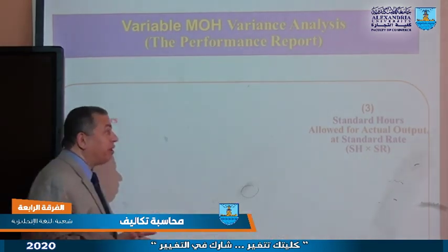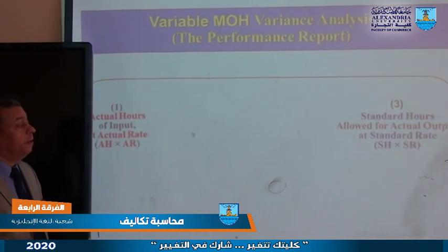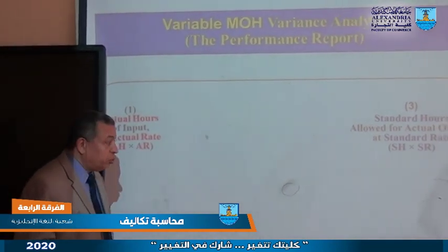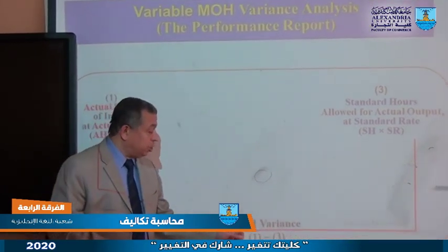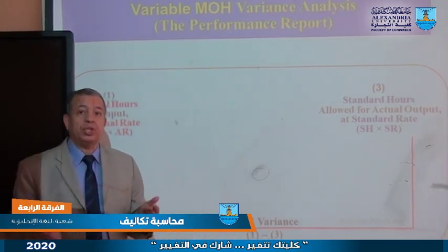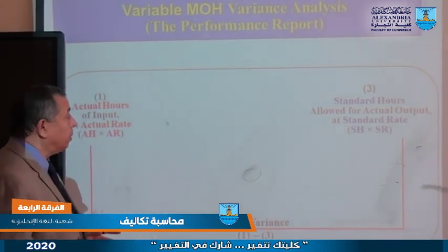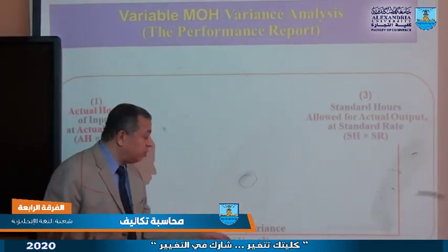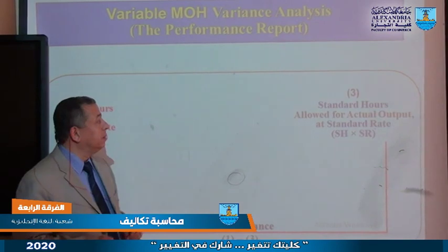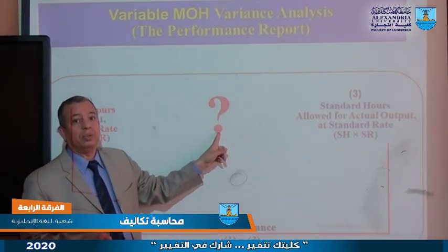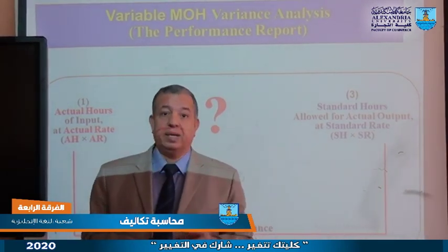Again, if I compare between actual cost and standard cost, the difference between them, don't forget, will equal total variance. Again, for the third time, the total variance is the difference between actual cost and standard cost. I want to analyze the reasons of the total variance of variable manufacturing overhead. What are the reasons? I know we have 2 reasons. One of them we say efficiency, and the second spending.